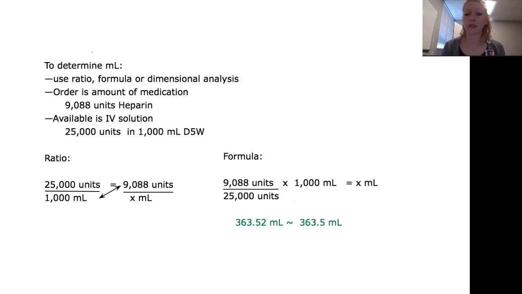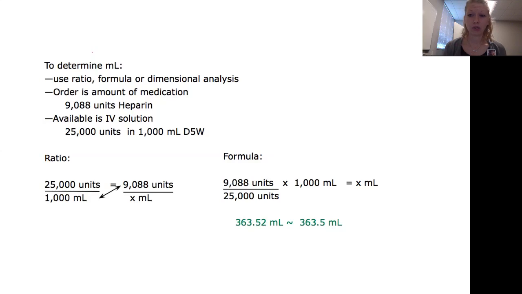Let's say I wanted to solve this as a formula. Remember that you always write down your order first, so in this case it's the 9,088 units, and then I always match that up to the available information that has the same label. So I'm going to write 25,000 units underneath my 9,088 units order. I multiply it by the form that my available comes in. In this case, if I give 1,000 milliliters of this solution, I'm going to give the 25,000 units that's in it. So that's the form that my 25,000 units of heparin comes in.